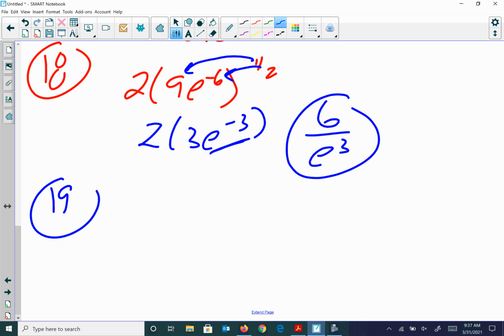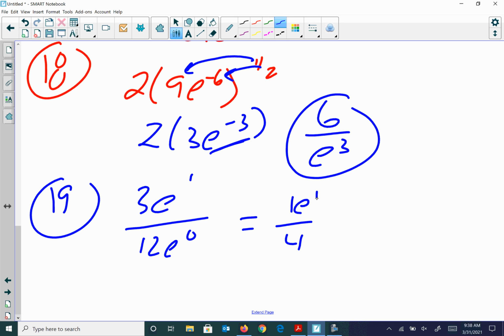Problem number 19. We have a 3e. Remember, e is e to the 1st, over 12e to the 0. So I'm going to reduce 3 over 12. That's 1 over 4. And then I get e to the 1st. Tug of war, top wins by 1. So that's our answer. Okay.